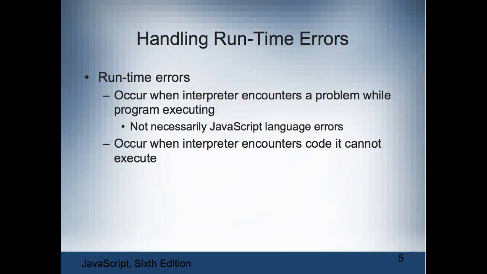Runtime errors occur when the interpreter encounters a problem while the program's executing. These can be, but aren't necessarily, JavaScript language errors. A runtime error could also be something like dividing by 0. Runtime errors occur when the interpreter encounters code it cannot execute.